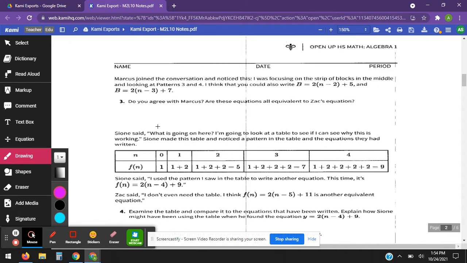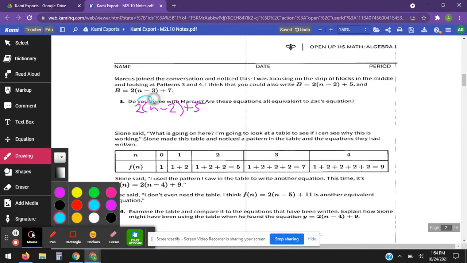Well, let's just go ahead and do that distribution again. Let's do the first one, 2 times n minus 2 plus 5. First I'm going to distribute that: 2n minus 4 plus 5. And now I can combine negative 4 plus 5, which is 1, so 2n plus 1. How about this one over here? 2n minus 2 plus 5. I distribute. Then I have 2n minus 4. Oh, wait. I just did that one.